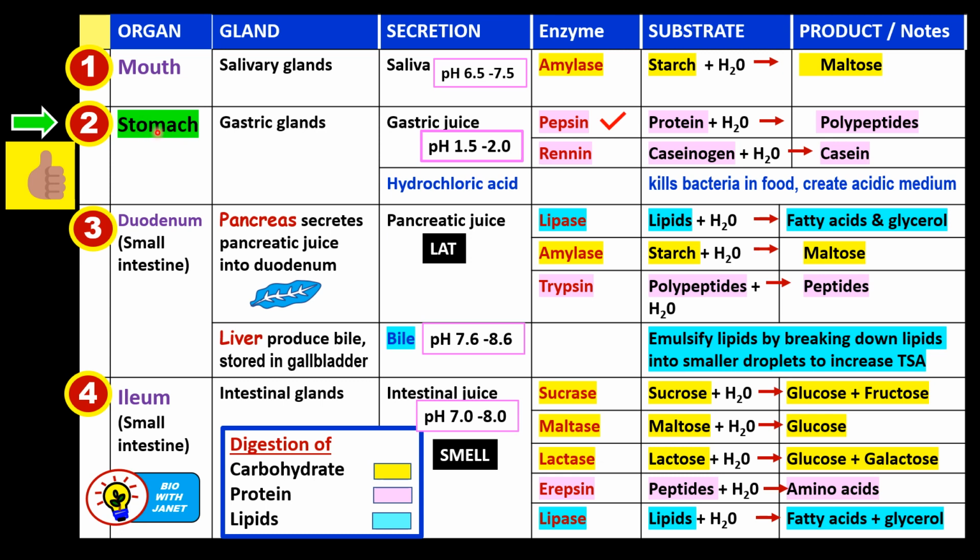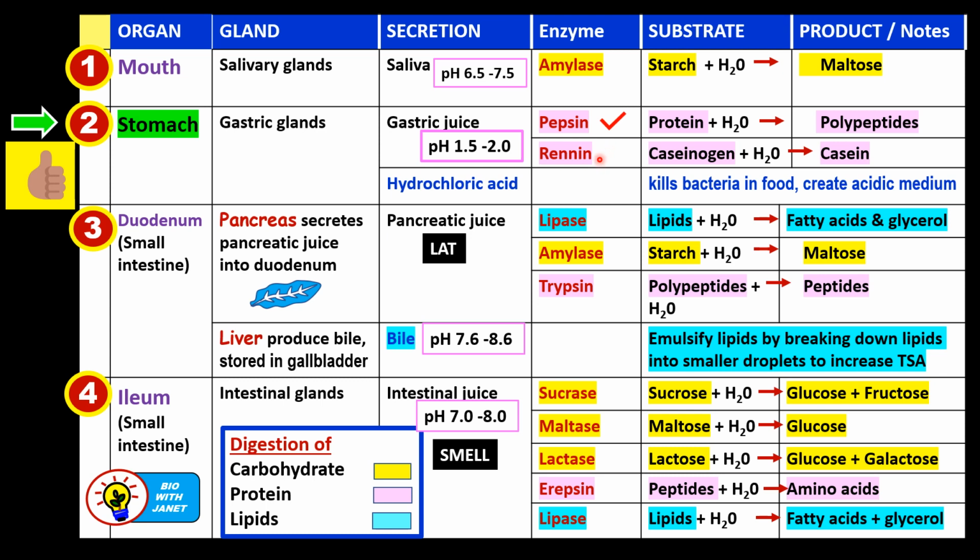So the story of the food continues. Now, number 2, the stomach. Imagine the bolus has arrived at the stomach, all right? The food has arrived at the stomach. Now, the stomach contains gastric glands that secrete gastric juice, which has a pH of 1.5 to 2.0 due to the presence of hydrochloric acid in the gastric juice. The enzyme contained in the gastric juice is pepsin. Pepsin hydrolyzes proteins to form polypeptides. This is the first stage in the digestion of proteins.